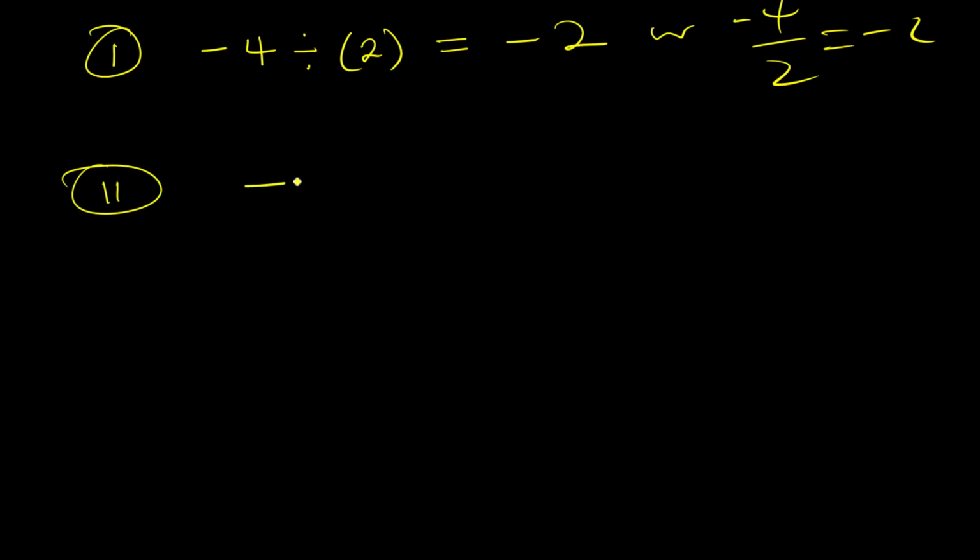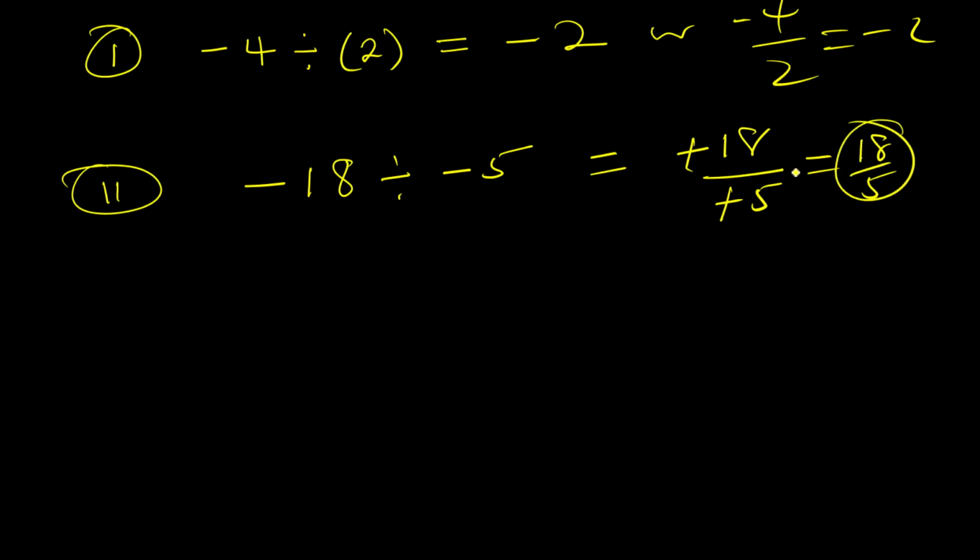Okay, so let's talk about the last one. Minus 18 divided by minus 5. Okay, so we have minus and minus, so this one will be minus 18 over minus 5. So this one will cancel this. We end up getting 18 over 5.